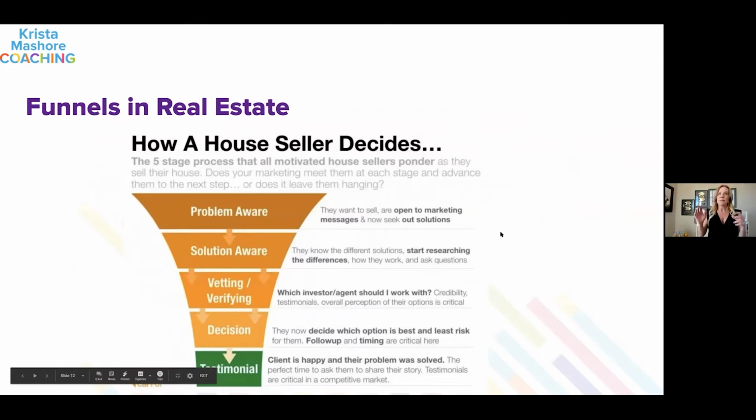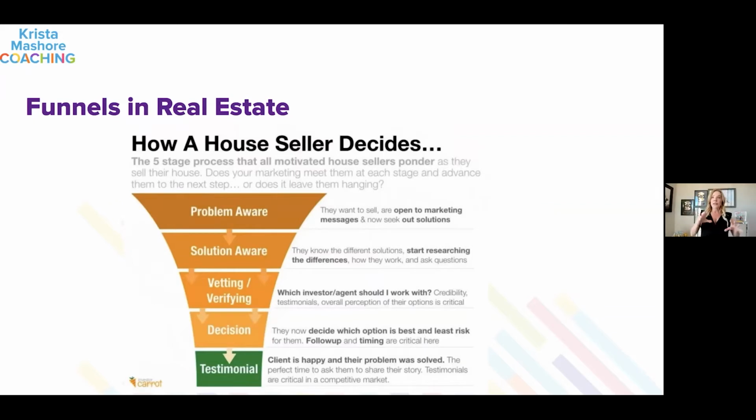So basically, think about when you're purchasing a home. Okay, there's a five-stage process that usually all motivated sellers actually ponder upon. First of all, they know they want to sell their house, right? So they're open to marketing messages. It doesn't just happen overnight. And remember, according to the National Association of Realtors, buyers and sellers typically start thinking about it 3 to 6 months before taking action, okay? So this is when they know they want to sell their home.